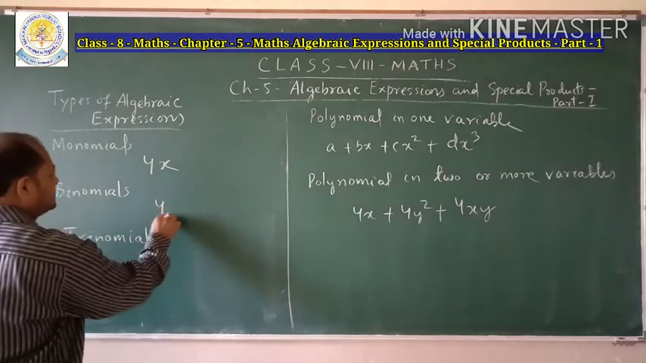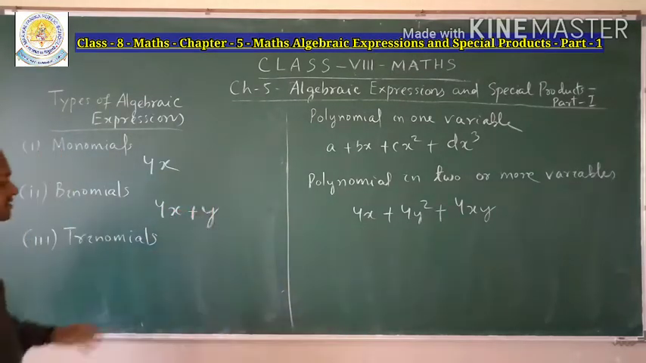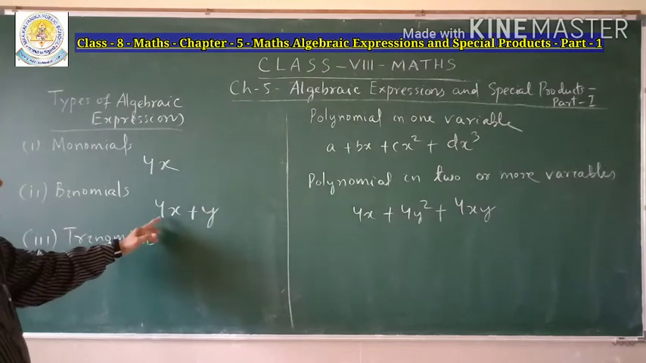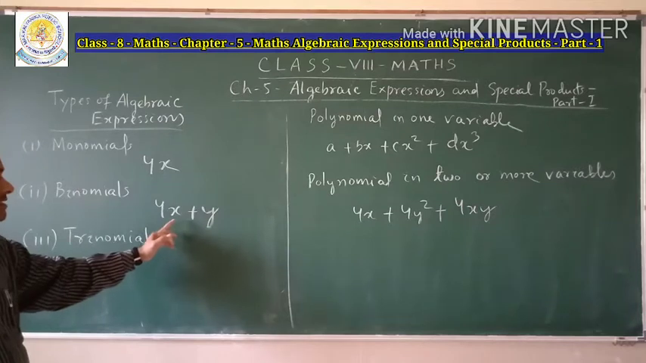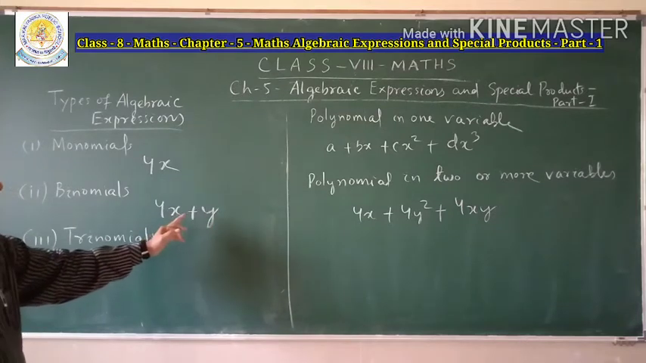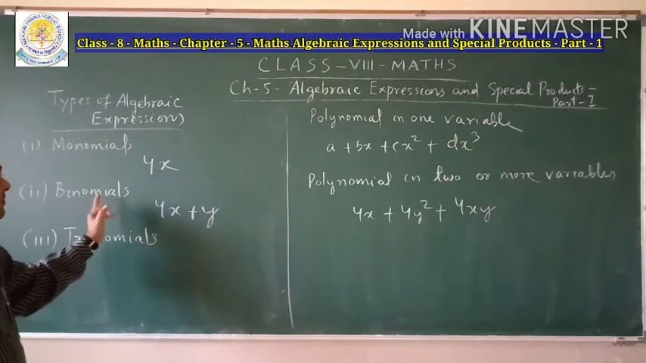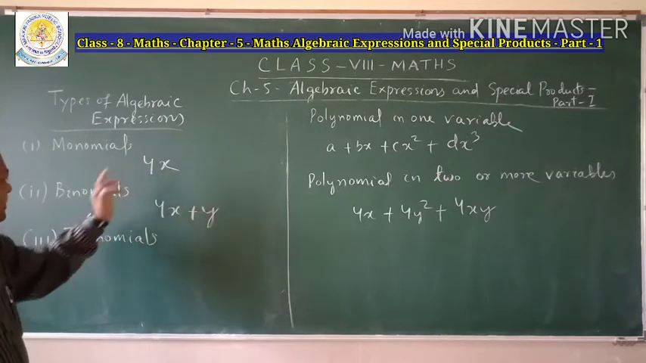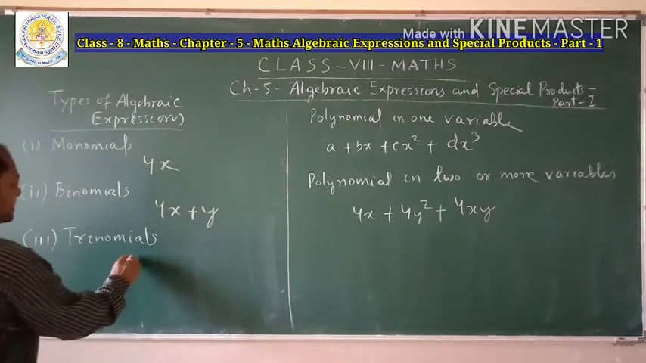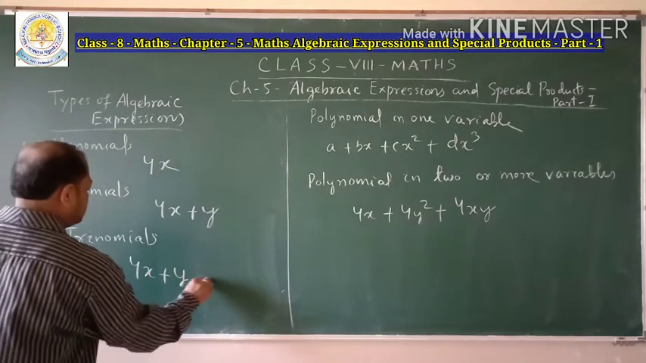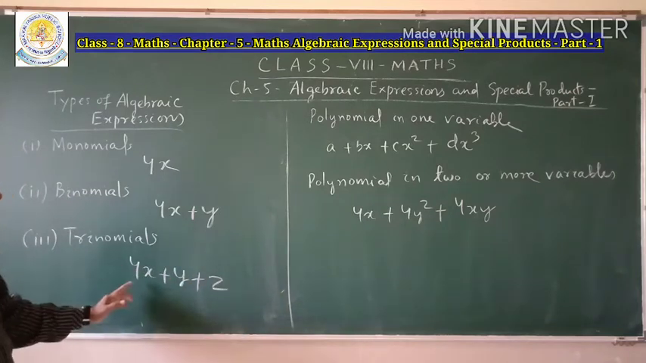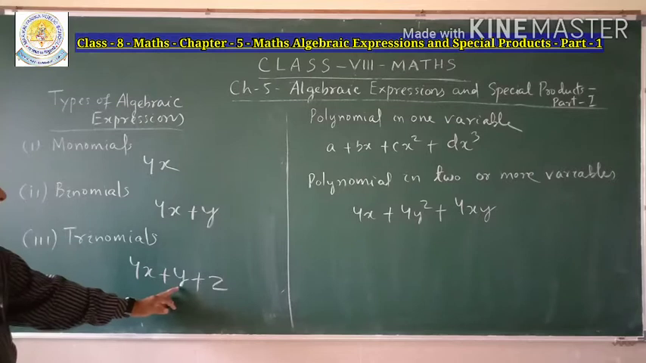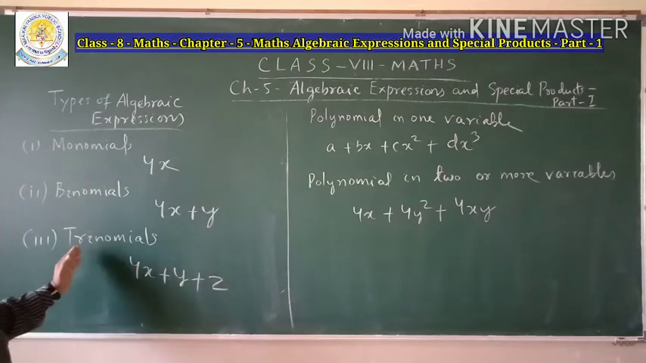And what is a binomial? Suppose I am writing 4x plus y. So we see in this algebraic expression that there are two terms present. One term is 4x, another term is y, and these are related by a plus sign. So this is called a binomial. Bi means 2, mono means 1, and trinomial means 3 terms are there. So 4x plus y plus z. Here we see that there are 3 terms in this algebraic expression: one is 4x, another is y, another is z. So if 3 terms are present, the algebraic expression is called a trinomial.